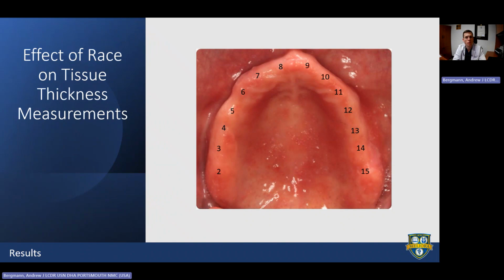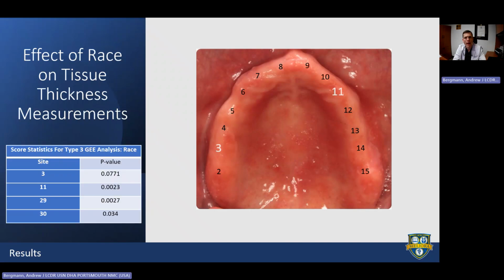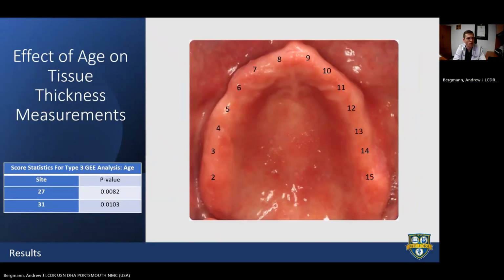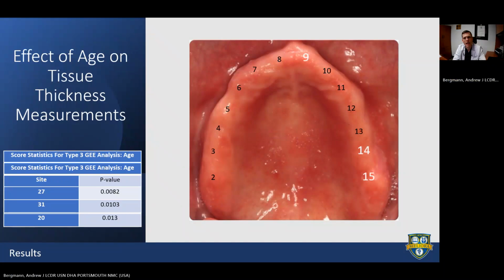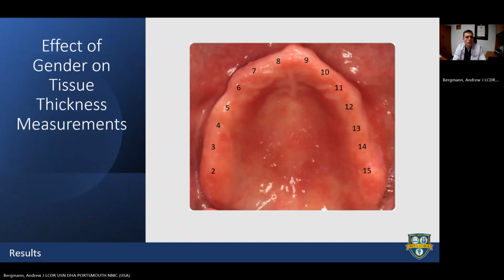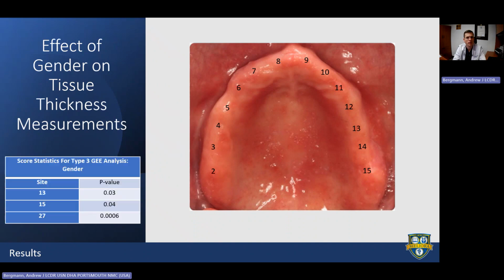The effects of race on soft tissue thickness was also assessed. 4 sites in total, 2 in the maxilla and 2 in the mandible, showed that black individuals demonstrated a greater mucosal thickness than whites. The impact of age was also looked at. Age was correlated with increasing soft tissue thickness at 3 maxillary sites, as well as at 1 mandibular site. And lastly, in regards to gender, female gender was positively correlated with an increase in soft tissue thickness at 2 sites. Those were sites 2 and 4.